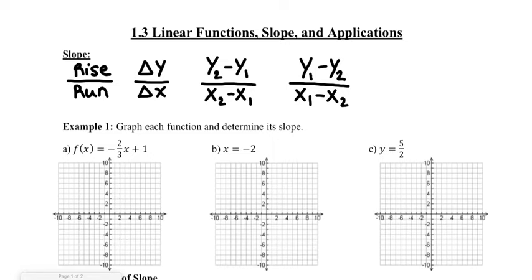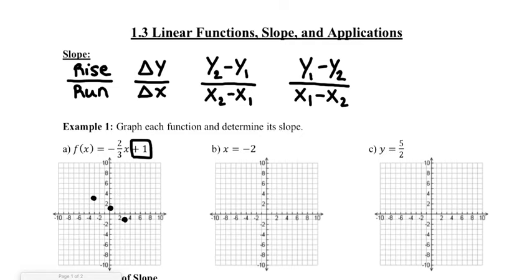All right, so we're going to go ahead and graph these three examples and then also determine their slope. So graphing A, we're going to start with that y-intercept. So I'm going to start by going to the y-axis and putting a dot at positive 1. Then I'm going to use that slope, rise over run. So down 2, right 3. And then I can plot a point, or up 2 and left 3.